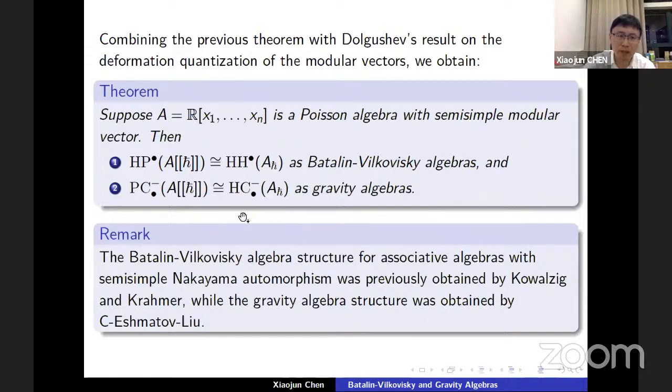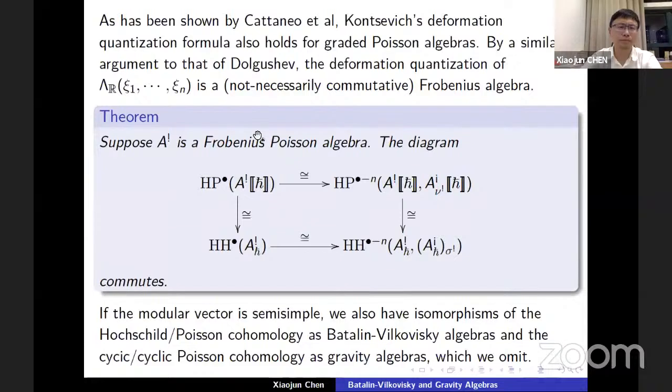But I have to remark that the BV algebra for associative algebras with semi-simple Nakayama automorphism was previously obtained by Kowalzig and Krähmer in the paper published in Crelle. The Gravity algebra was obtained by myself and Eshmatov and Liu.